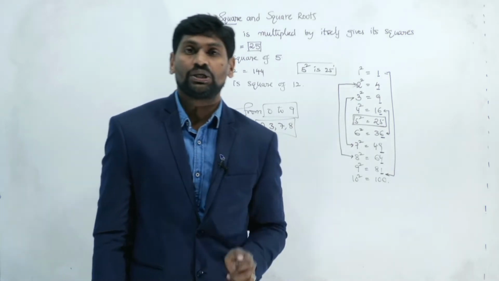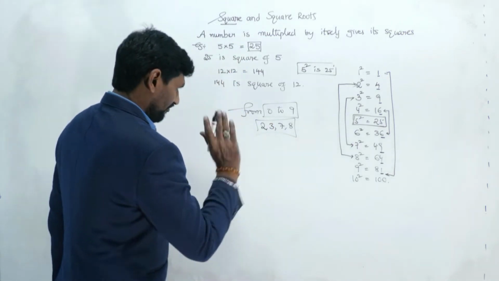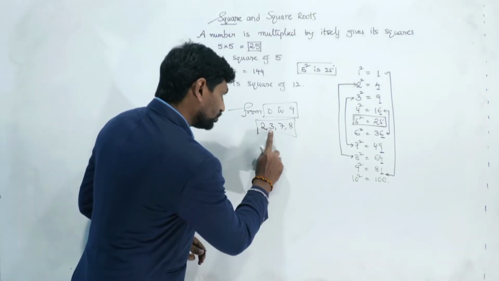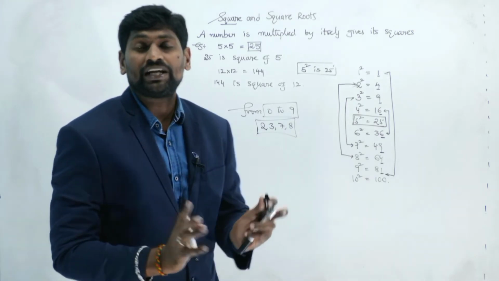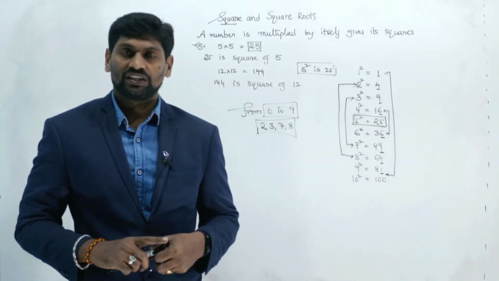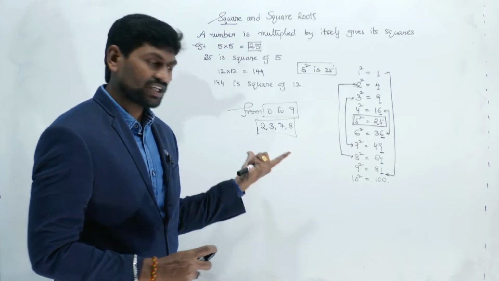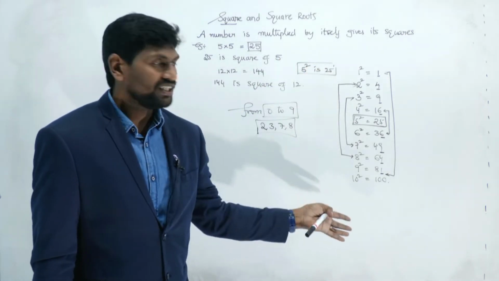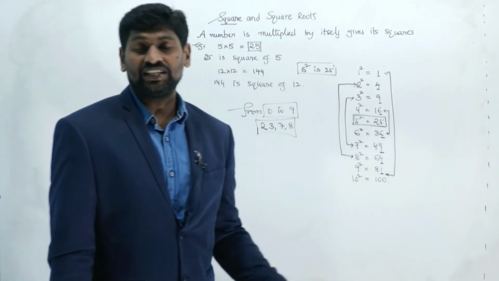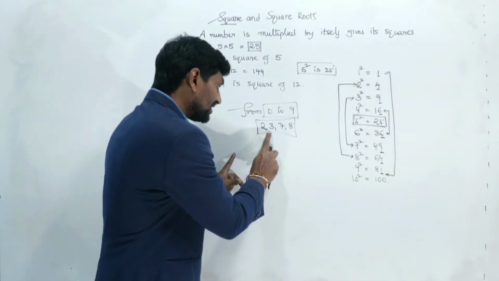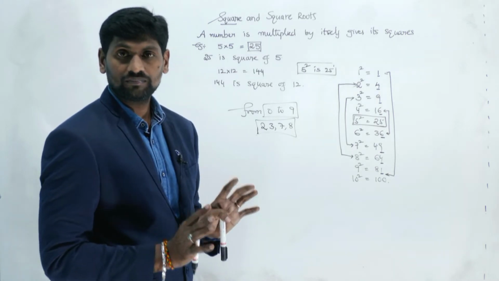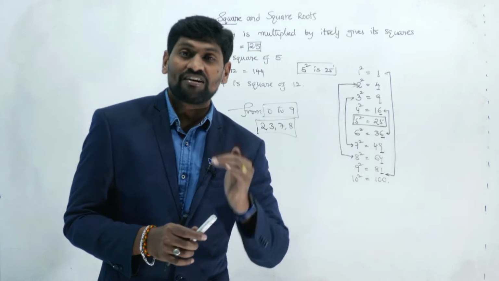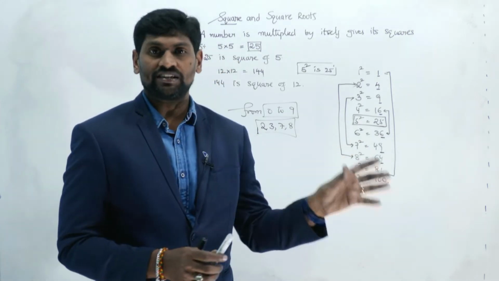So from this, we need to understand that if any number ends with the digit 2, 3, 7, 8, it never becomes a square number. Got it? While writing the square numbers from 1 to 10, we have identified a pattern here: they never end with the digits 2, 3, 7, 8. So from this we can say that a square number never ends with the digits 2, 3, 7, 8.